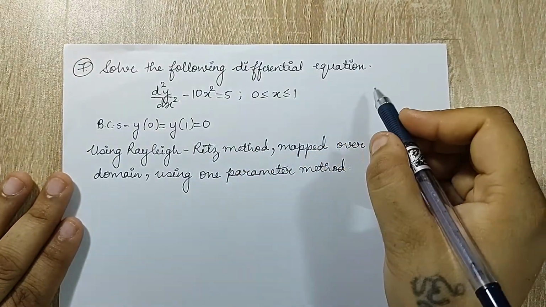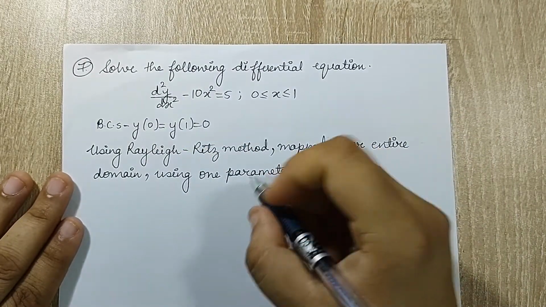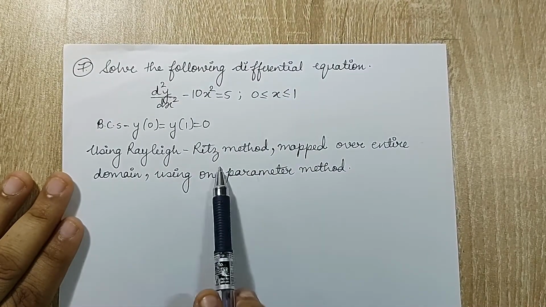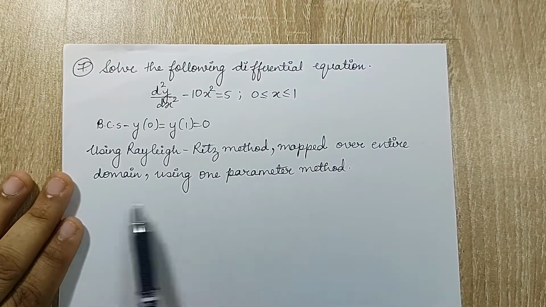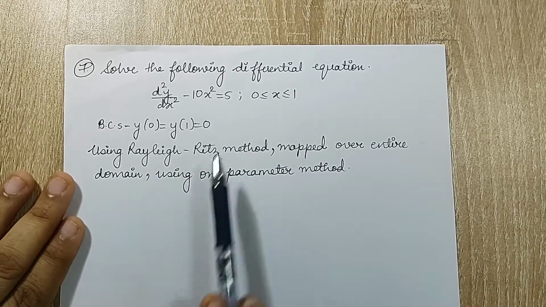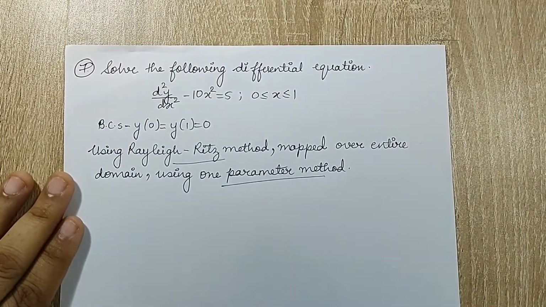Solve the following differential equation. This is the equation given. The domain is from 0 to 1. These are the boundary conditions given. Using Rayleigh-Ritz method mapped over entire domain using one parameter method. So I am supposed to solve it using the RR method, and that too using one parameter method.